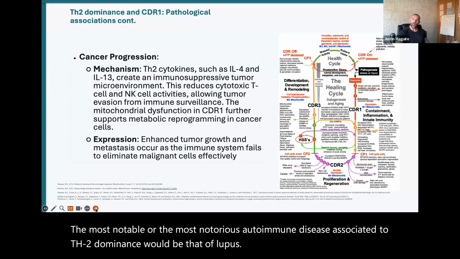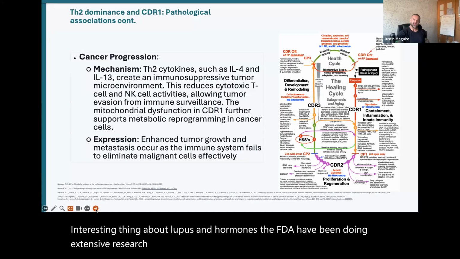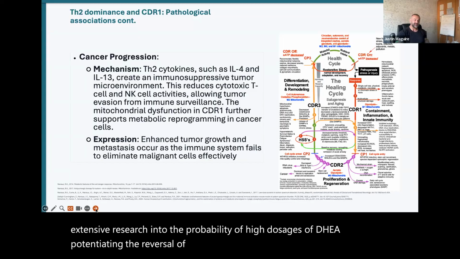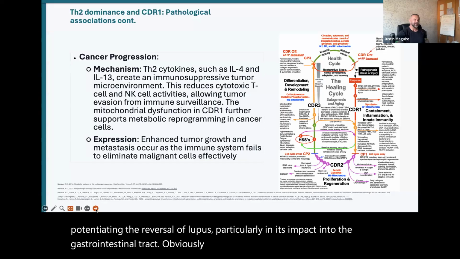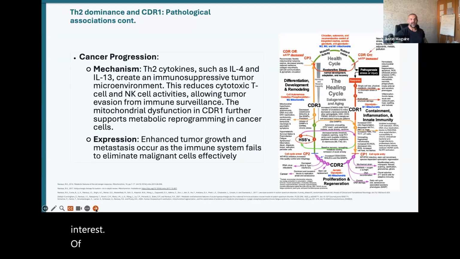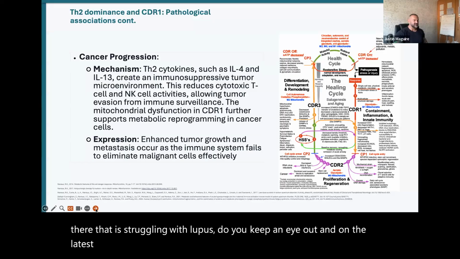Interesting thing about lupus and hormones, the FDA have been doing extensive research into the probability of high dosages of DHEA potentiating the reversal of lupus, particularly when it comes to its impact in the gastrointestinal tract. Obviously, the research is quite, dare I say, controversial, but insightful at the same time. It evokes a lot of interest, of which I myself most certainly am keeping an eye on. So if anybody out there is struggling with lupus, do keep an eye out and see the latest research as to how DHEA is being found to actually support this cohort of individuals.